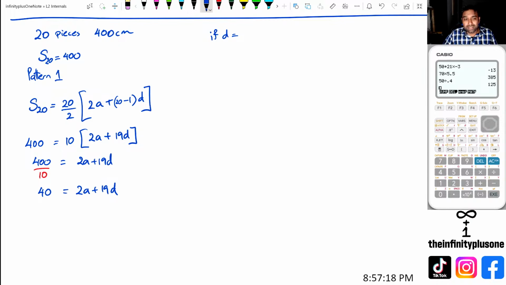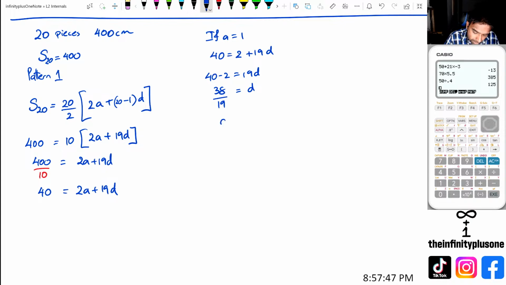I'm going to do this slightly differently. I'm going to start by putting A as 1, just hypothetically. If A is equal to 1, then I get 40 equals 2 plus 19 times D, because 2 times A is 2 times 1. So 40 take away 2 equals 19D, and then D is equal to 38 divided by 19, and I get D is equal to 2.